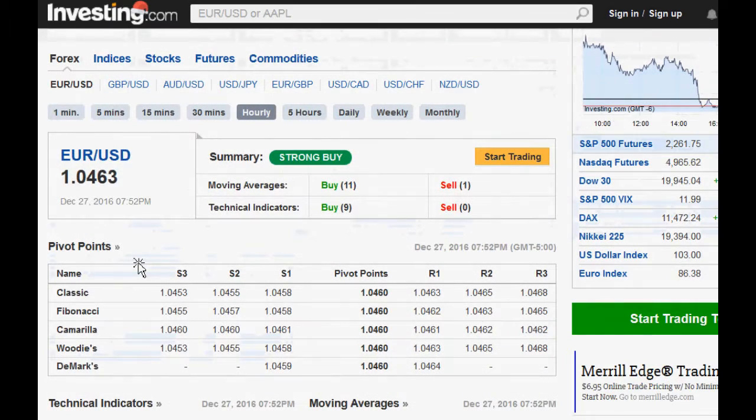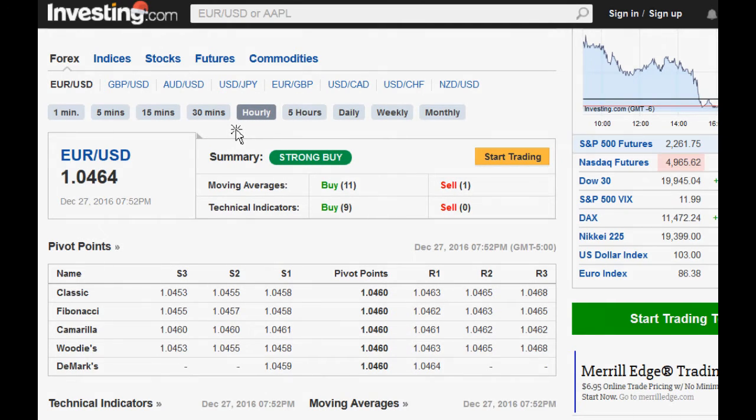And so here we are on the Euro USD, and they're rating it a strong buy in the hourly time frame. You notice 11 things pointing for it, 1 against. So you're thinking, oh, okay, that looks good. But let's go 5 hours and see where it's at. Still a strong buy. Daily. Ooh, strong sell. So they're looking for it to turn around somewhere in there.